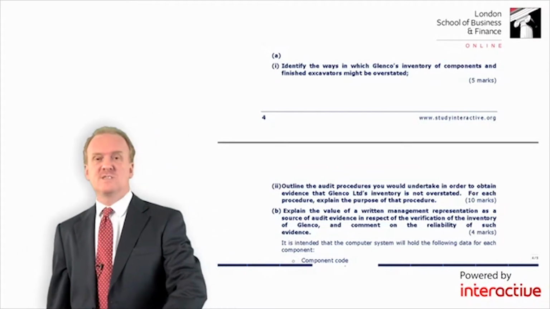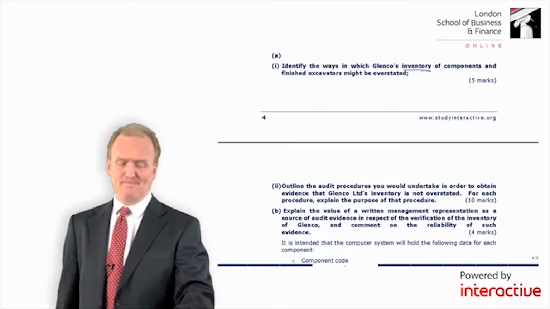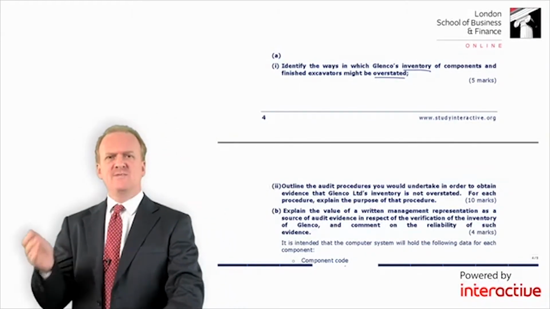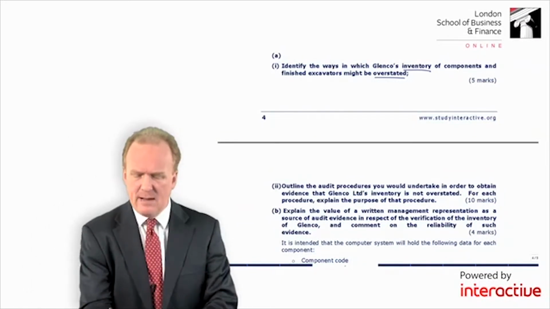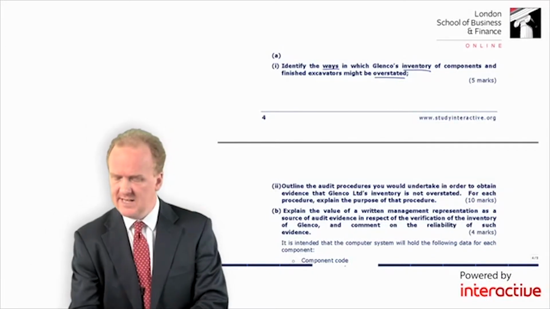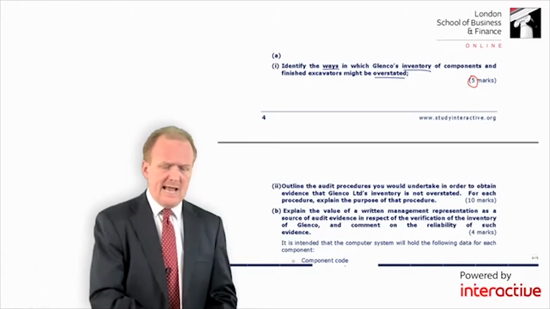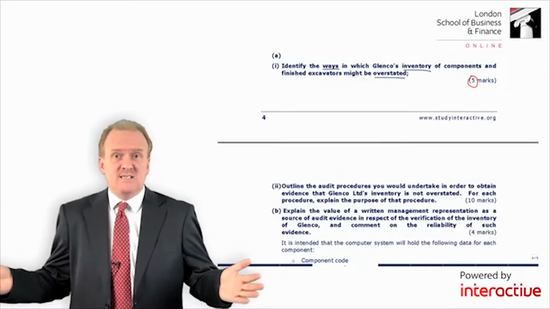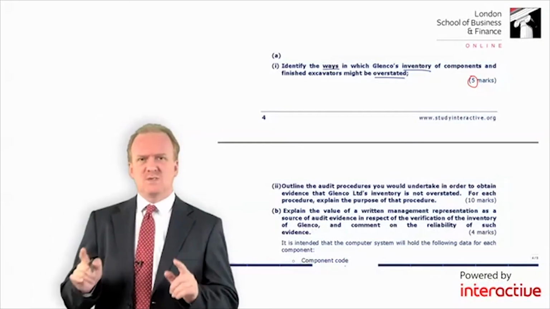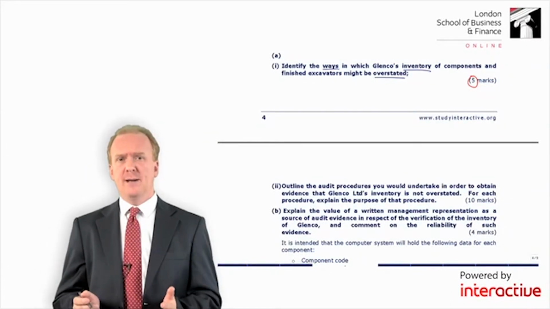excavators might be overstated. So this is a question about inventory. And the danger is overstatement, so inventory being too high. And we've got to talk about the ways in which that could happen. I notice there are 5 marks available, so I'm going to try to say 5 things. Now, of course, there might be stuff in the story, and there probably is stuff in the story that's going to help with this. But I can already think of some ways right now that inventory gets overstated, in other words, too high.